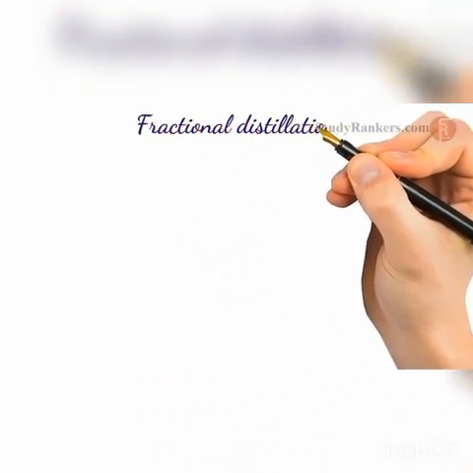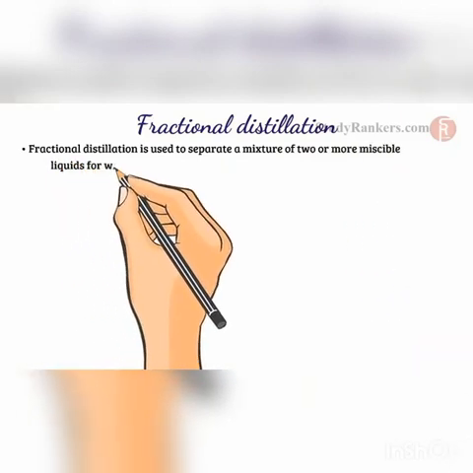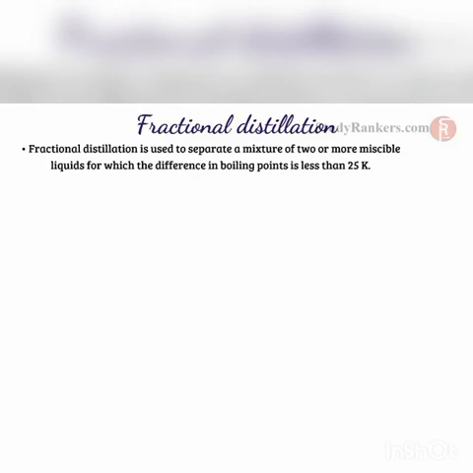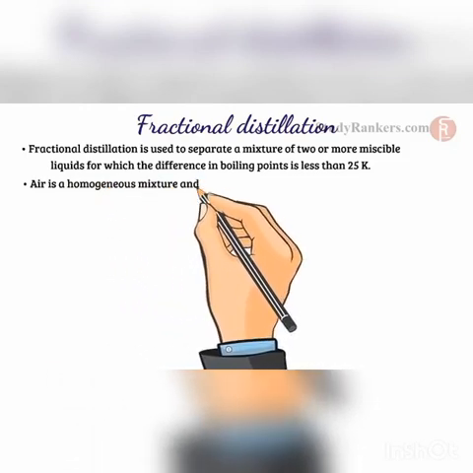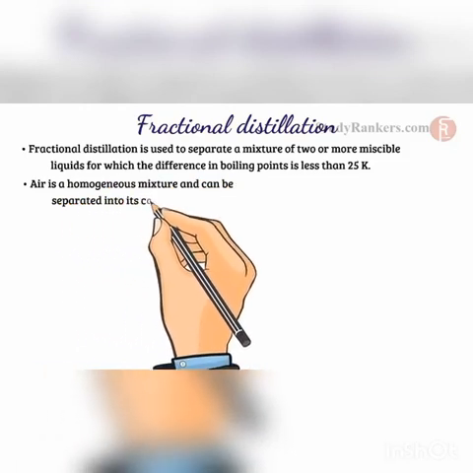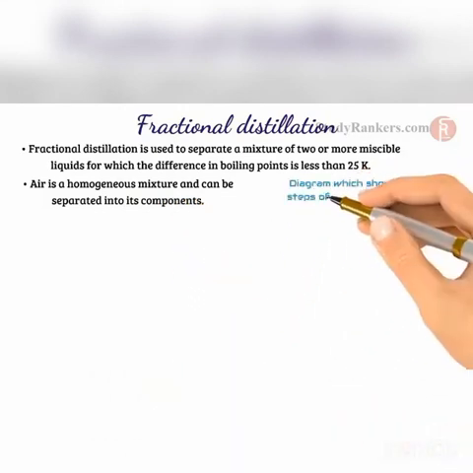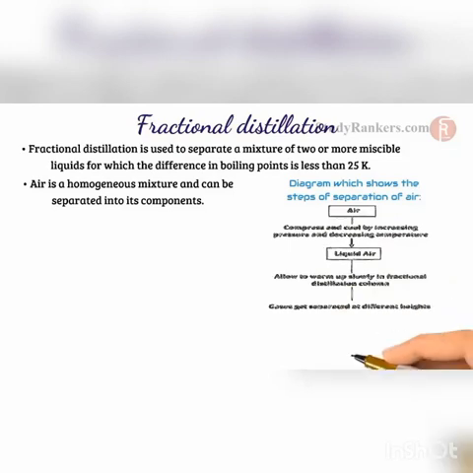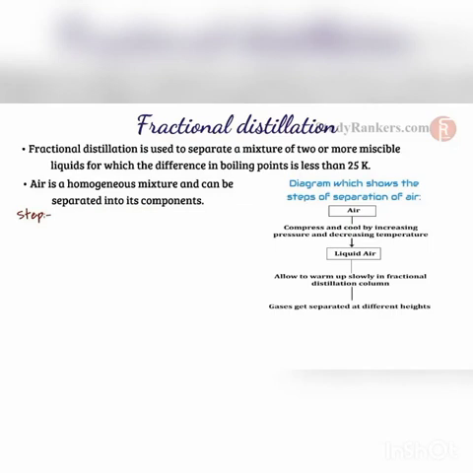The next topic is fractional distillation. It is used to separate a mixture of two or more miscible liquids for which the difference in boiling points is less than 25 K. Air is a homogeneous mixture and can be separated into its components by fractional distillation. Below is a diagram which shows the steps of separation of air. We will learn in detail how we separate the components of air.